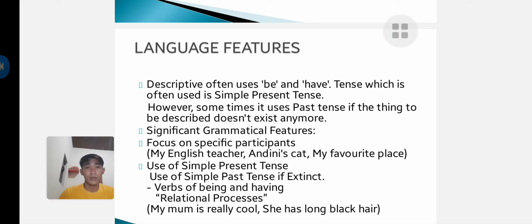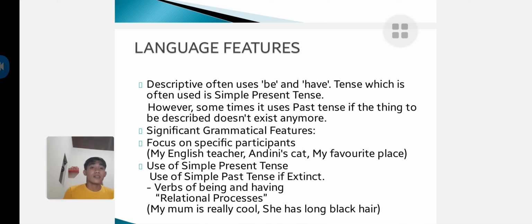What I said before, for example, my best teacher indicates my favorite place, for example, my favorite food, or my favorite drink, or my mother, like that, and so on.